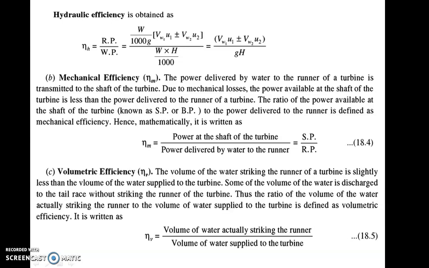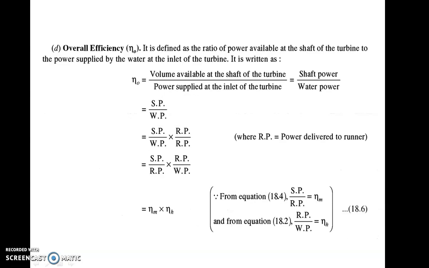So next definition, let us see quickly mechanical efficiency. Mechanical efficiency is nothing but the ratio of shaft power to the runner power, and after that there is also a volumetric efficiency, that is nothing but the leakage loss. Because of that there is a volumetric efficiency, actual volume of water striking the runner to the volume of water supplied to the turbine. So volumetric efficiency most of the times is 100%, so it is not taken into consideration. So there is only mechanical efficiency and hydraulic efficiency.